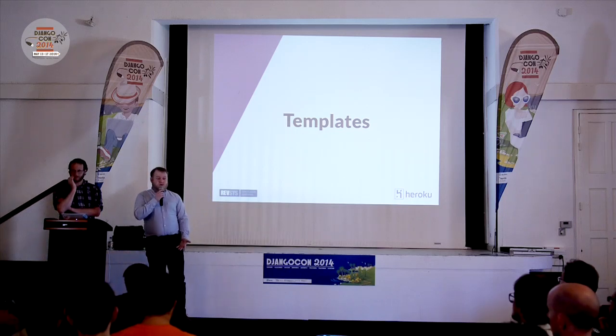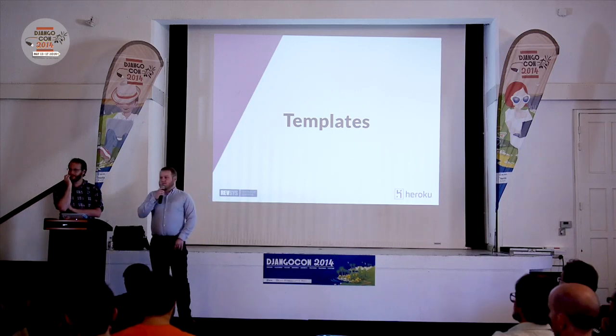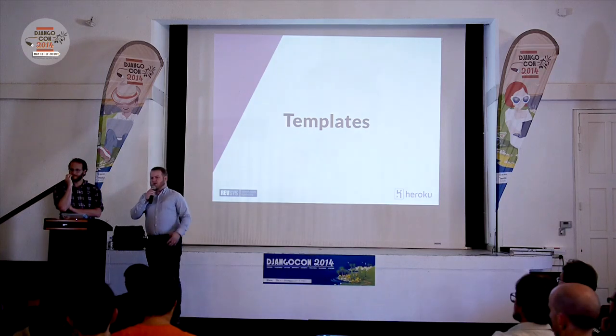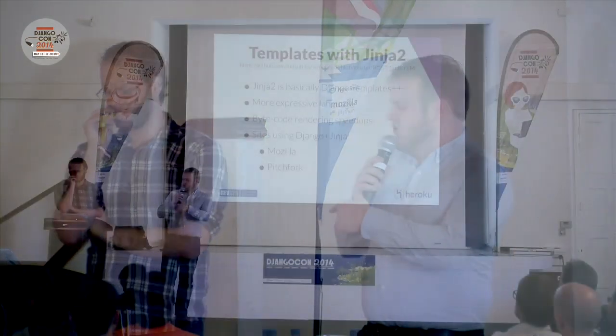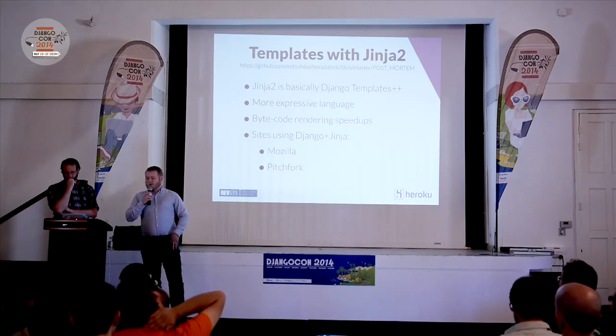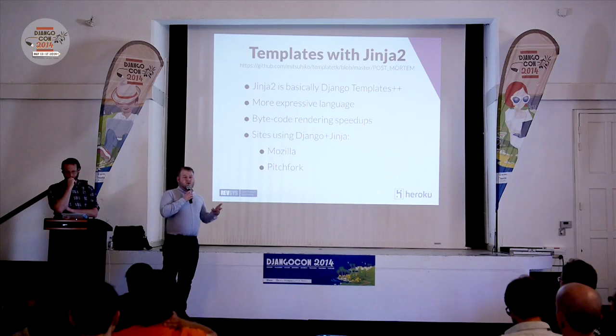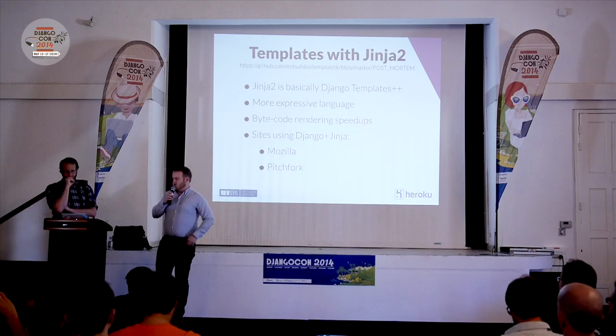Maybe they've heard about the speed upgrade you can get using a different template engine, or they just want a more expressive syntax, something that looks a little bit more like Python and a little bit less like something else. One of the libraries that a lot of people look to as a replacement is Jinja 2. It's sort of Django template engine plus plus. We'll look at it in a little bit, but it looks a lot like Django template, but you get a more expressive syntax.